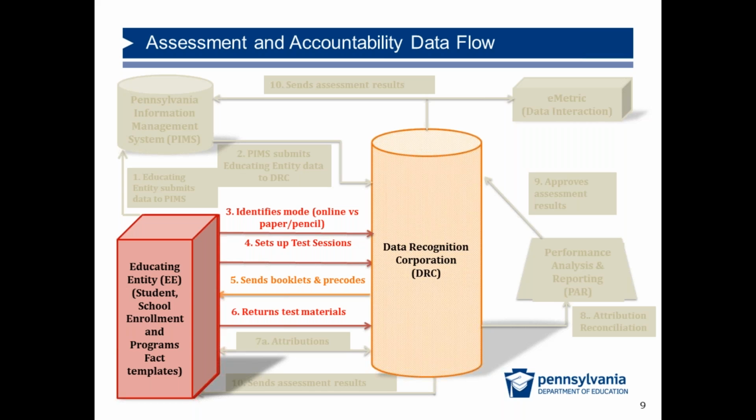Shifting gears and moving to paper pencil testers, we move on to number 5, where DRC sends booklets and Precode labels to the educating entity. Next, the test is administered, and the educating entity returns the test materials to DRC as shown in number 6. DRC then scores the assessments, which then moves us into the next section of this complex process, the accountability part of this data flowchart.